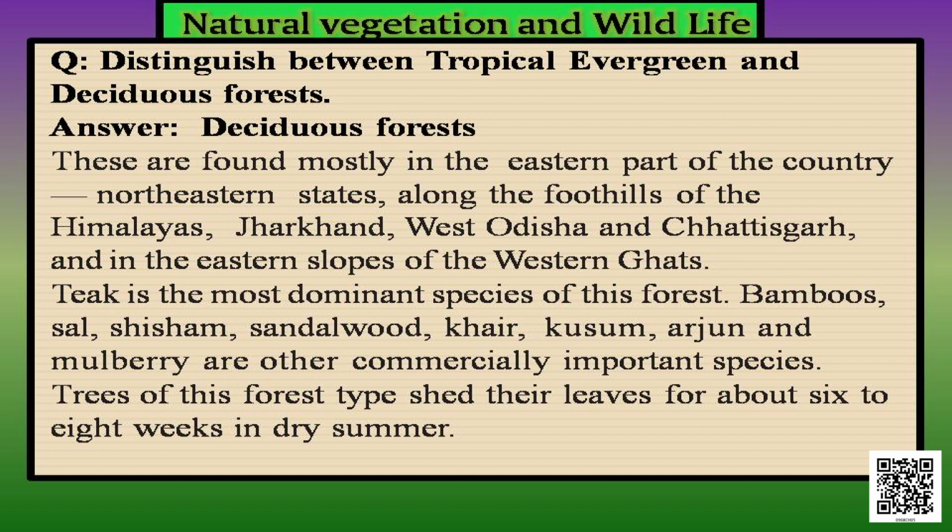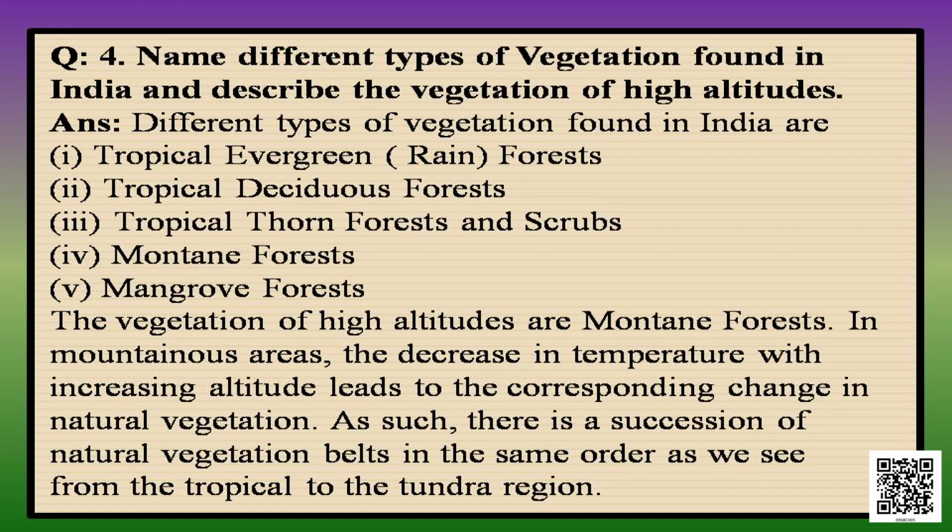Let us discuss another question. Name different varieties of vegetation found in India and describe the vegetation of high altitude. Right? The answer to the question: the following major types of vegetation may be identified in our country are tropical rainforest, tropical deciduous forest, tropical thorn forest and scrubs, montane forest and mangrove forests. The vegetation of high altitudes is montane forest.